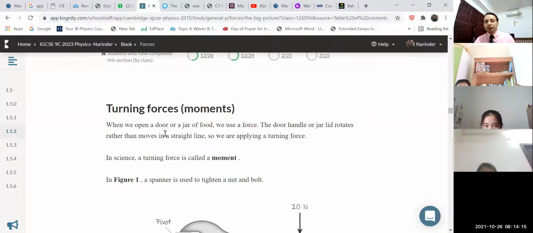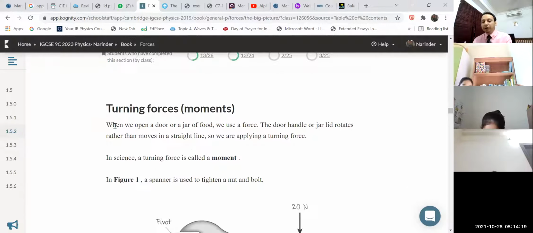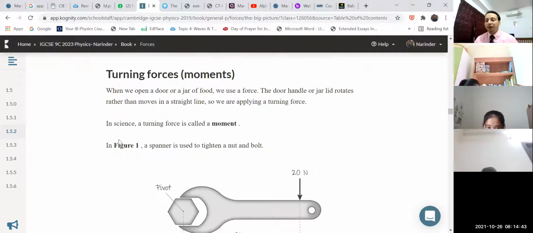And this phenomenon is called moment, the turning effect and turning force. What is this moment, children? The turning effect of a force is called moment. Students, please note it down. The turning effect of a force is called moment, M-O-M-E-N-T. It means when you apply a force on an object in such a way that the object rotates about an axis.